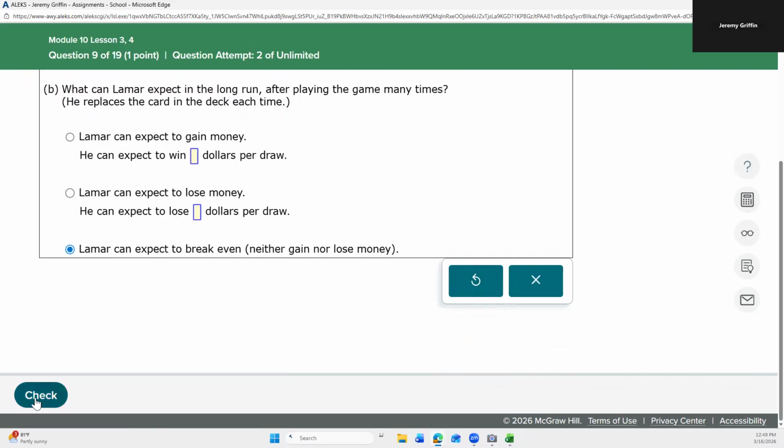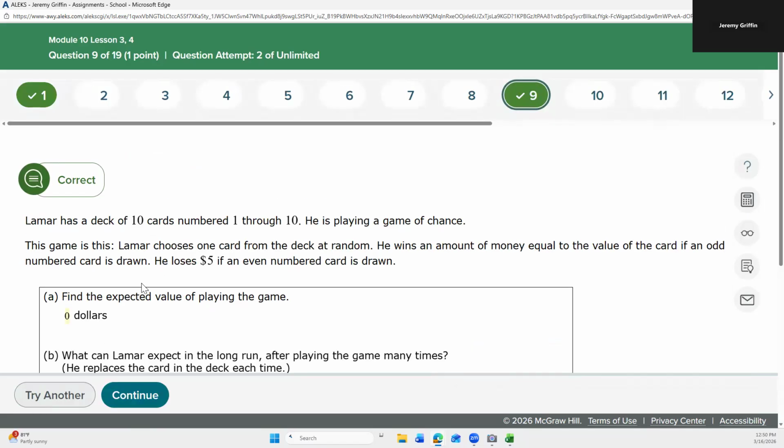Let's check. Let's make sure it gives it to me here. Yeah, that's exactly what they were looking for. All right, so there's a couple extra examples.